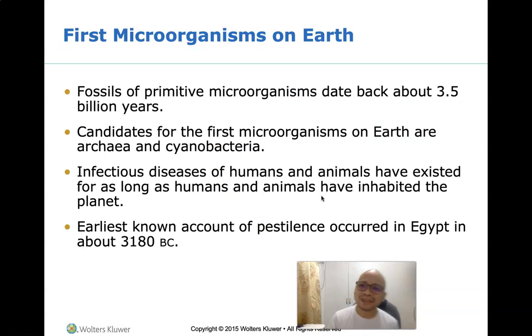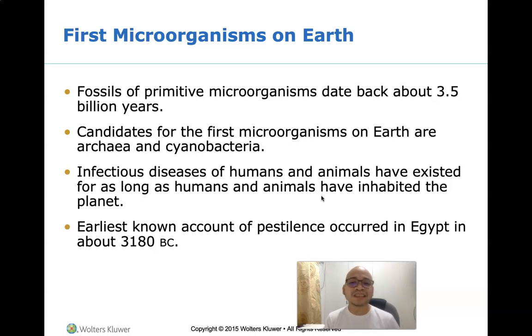So going back to history, what are the first microorganisms on Earth? Well, many scientists have already dated it back about 3.5 billion years ago. So the fossils of primitive organisms date back about 3.5 billion years. They cannot really specify which organisms were the first ones, but candidates for the first microorganisms on Earth are Archaeobacteria. Remember what I told you about Archaeobacteria? And Cyanobacteria. Cyanobacteria are the blue-green algae.